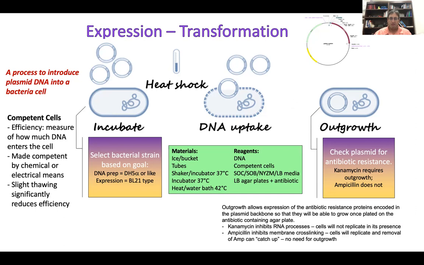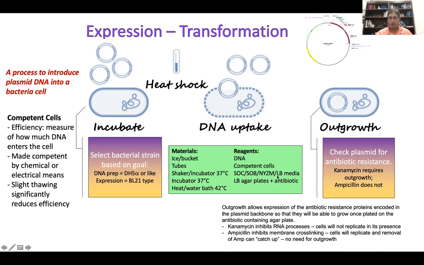But when we talk about the efficiency, it talks about how much of the plasmid gets into the cells. All right, so you've got to select the right bacteria, BL21, DH5 type. You have to have ice buckets, tubes, and incubators set up ahead of time at 37. You have to have a water bath at 42 degrees for the heat shock. You'll need your plasmid DNA, competent cells, and as you'll see when we talk about the protocol, they have to stay on ice and cold until you're ready to use them. If they start warming up at all, they start sealing, they're no longer competent, and you're wasting your time. Depending upon where you buy or make your competent cells, you'll need some sort of media, SOC, SOB, very similar to each other, NYZM, or LB media.